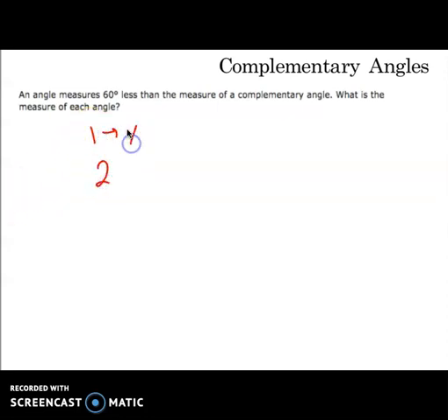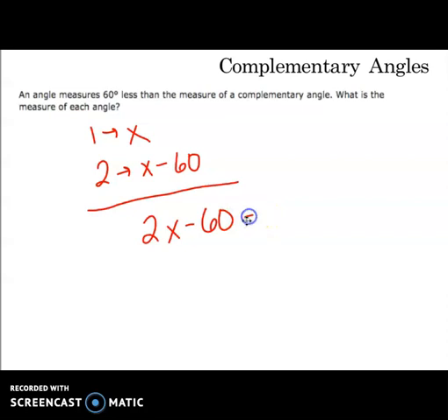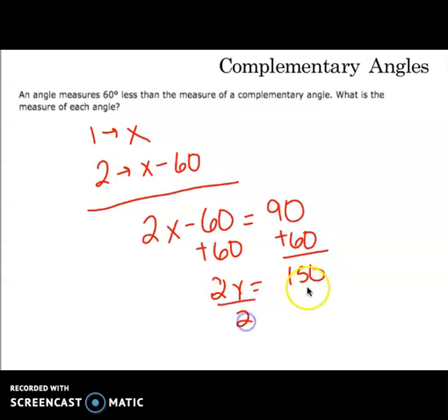So if we have the first is x, an angle measures 60 less than the complementary, so the second one is going to be x minus 60 because it's 60 less than. So together we know it's 2x minus 60 by definition is equal to 90 because they're complementary. I solve this like a two-step equation and I get 2x equals 150. I divide by 2 and I get x equals 75.